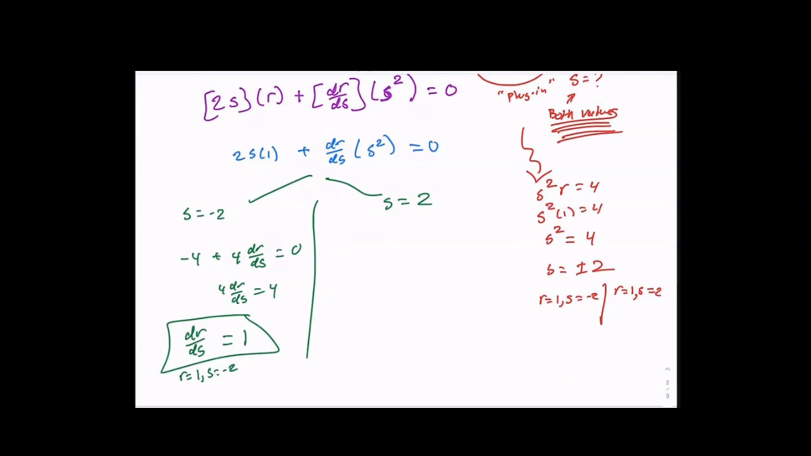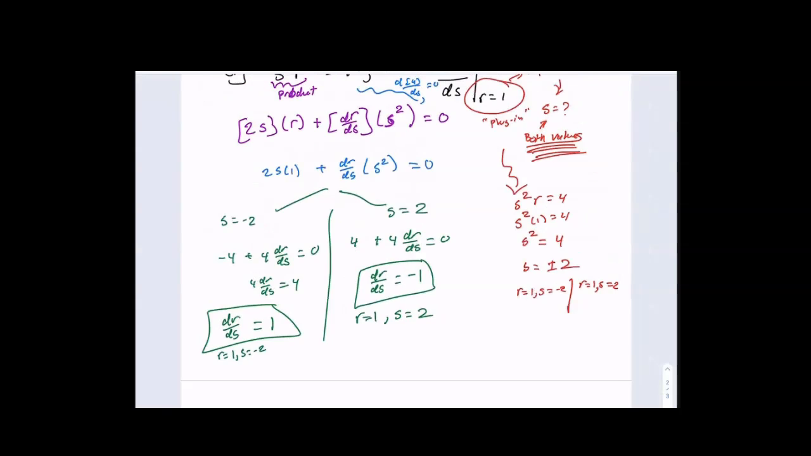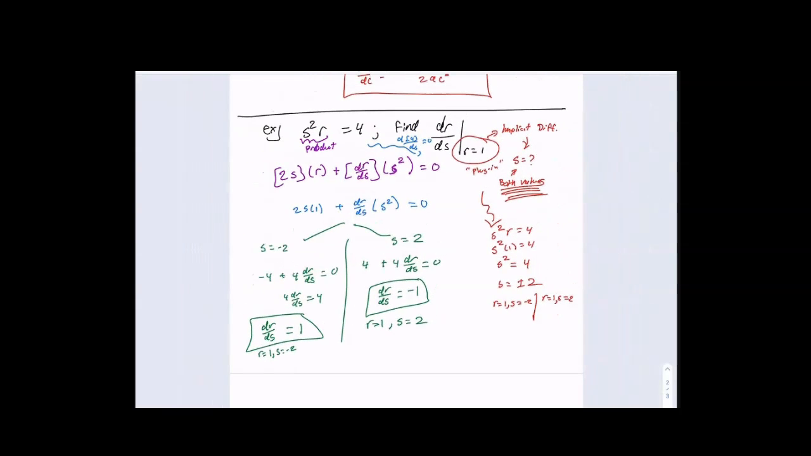And over here, if I plug in 2, I get positive 4 plus positive 4 dr/ds equals 0. I don't have to show all my steps. I can clearly see that dr/ds will be negative 1. And so that's my other answer when r is 1 and s is 2. So I have two answers here. You're going to have problems on your homework again tonight where you're going to have multiple answers. And you need to recognize that my answer, as you can clearly see now, is a value for this problem.